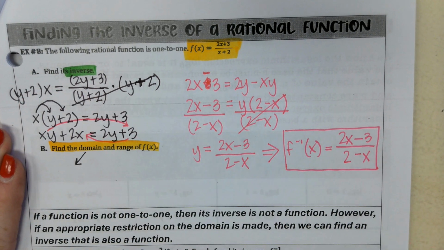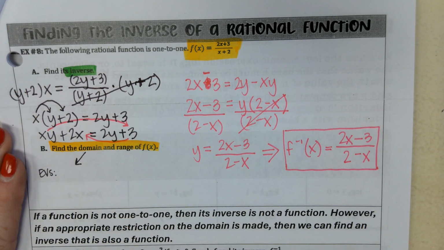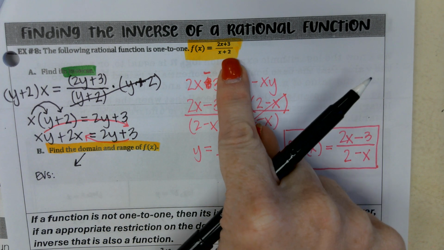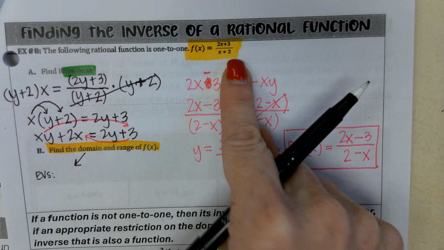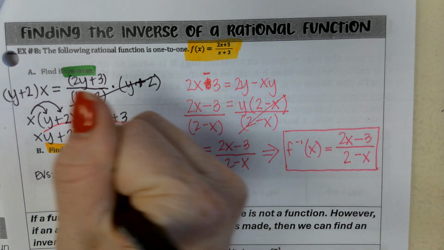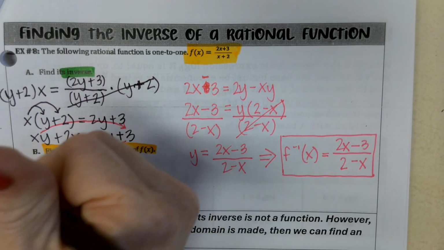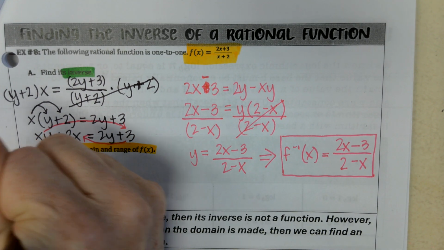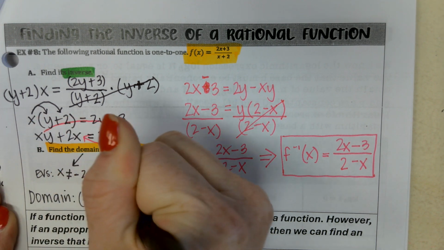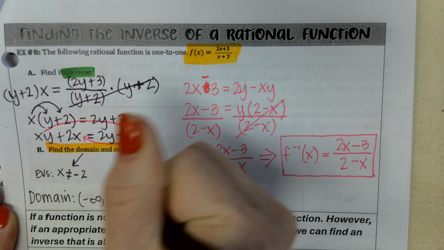The domain is affected by excluded values. If I'm looking at my original function, the excluded values are what would make my denominator equal to 0. What is x not allowed to equal? Negative 2. Very good. So that makes the domain negative infinity to -2 and -2 to positive infinity.